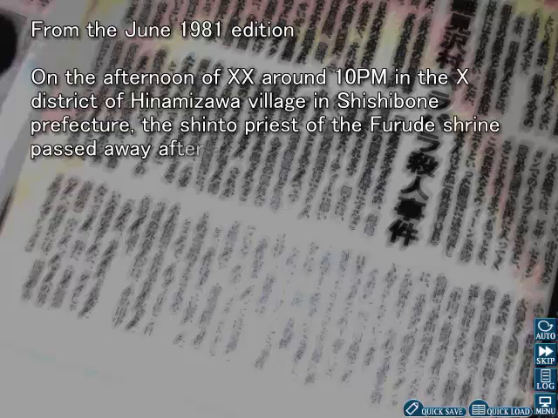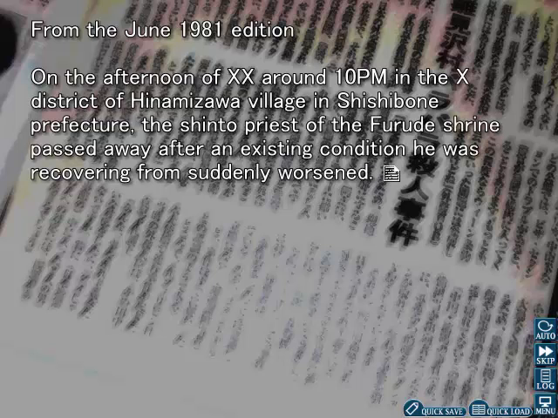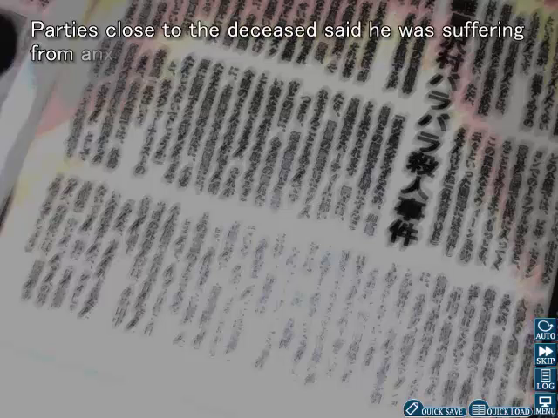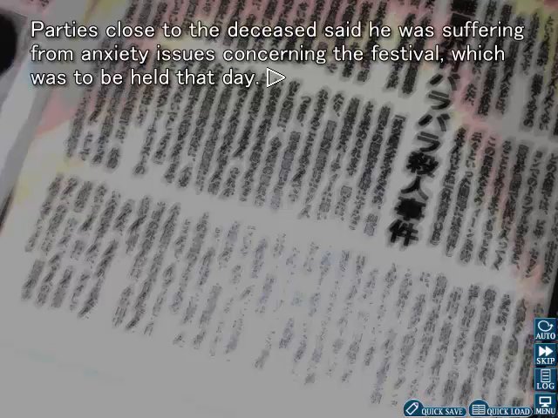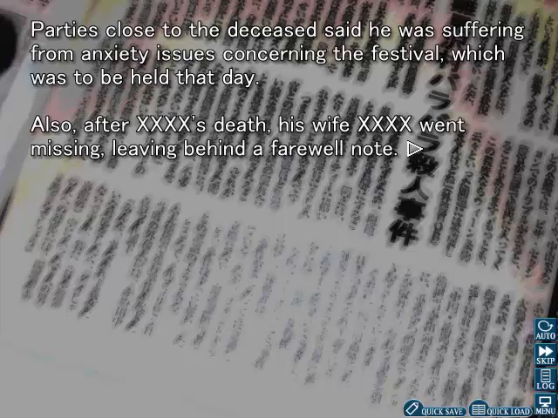in the Blah district of Hinamizawa village in Shinsabone Prefecture, the Shinto priest of the Furude shrine passed away from the existing condition he was recovering from suddenly worsened. Bodies close to the deceased said he was suffering from anxiety issues concerning the festival, which was to be held that day. Also, after Blah's death, his wife Blah went missing, leaving behind a farewell note.